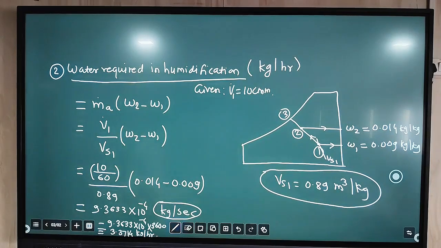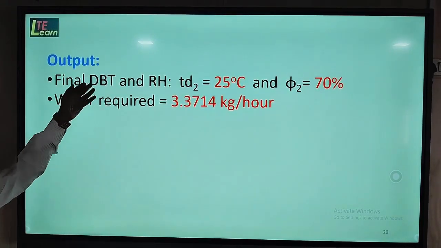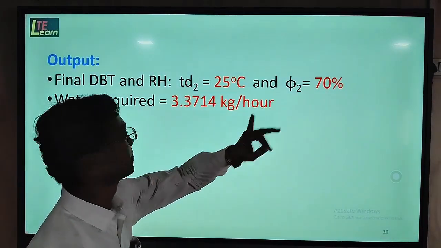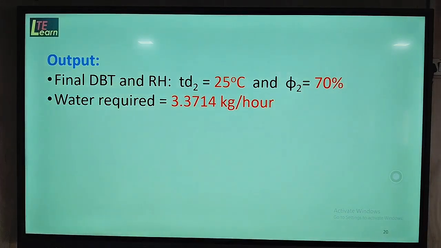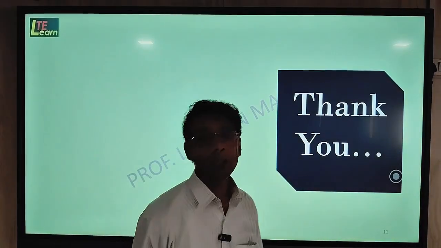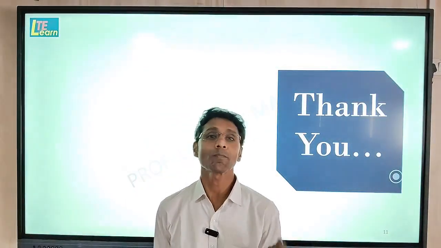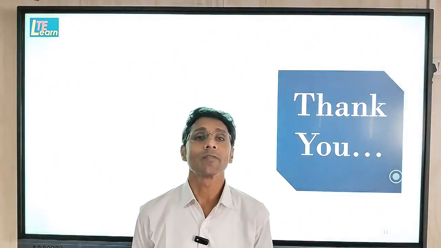So in this way we have got all the answers. Let us put all these in an output. So output of this numerical is: final dry bulb temperature and RH of the air we have obtained, and water required in humidification in kg per hour we have calculated. So this was the numerical on the device, that is a desert cooler, and the type of process which is carried out in a desert cooler, that is adiabatic cooling and humidification.